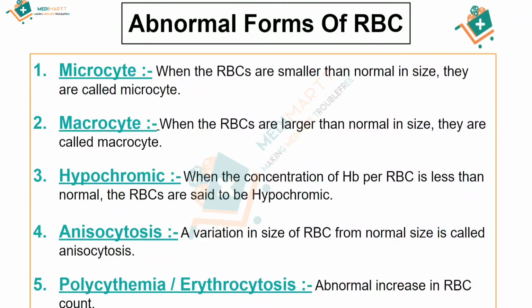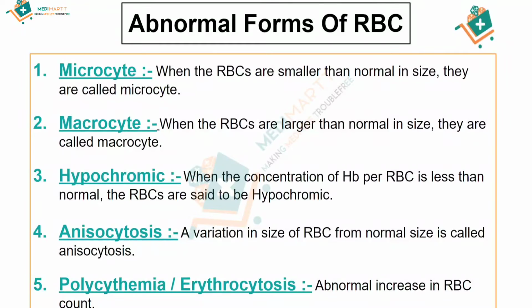Then macrocyte: macro means big, so when the RBCs are larger than normal in size, they are called macrocytes. Now what is hypochromic? Hypo means less, and chromic means color. So when the concentration of hemoglobin per RBC is less than normal, the RBCs are said to be hypochromic. As we know, hemoglobin provides the red blood cells the red color, or the eosinophilic stain.